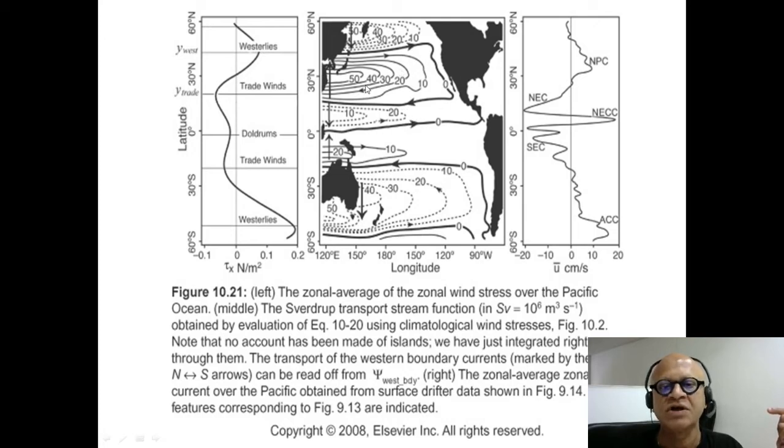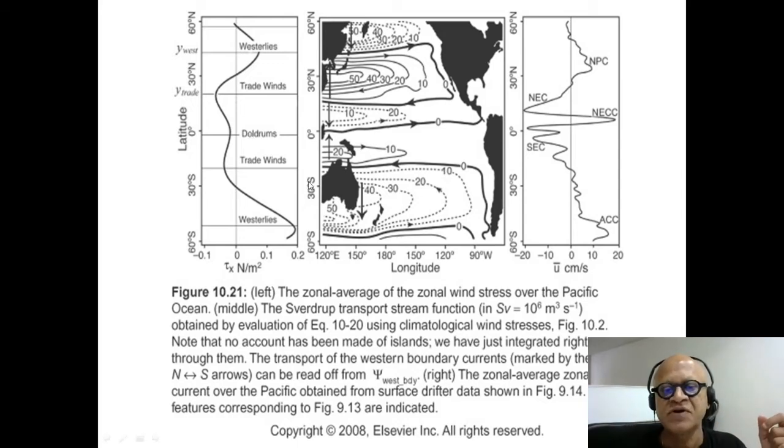Okay, that's what the western boundary separation coming out of the Sverdrup theory is. There are the westerly winds in the southern hemisphere and northern hemisphere. There are the northern hemisphere trades, southern hemisphere trades, and the equatorial doldrums where the winds converge and you have very weak winds, where obviously, when winds converge, they go to zero in the middle, right?